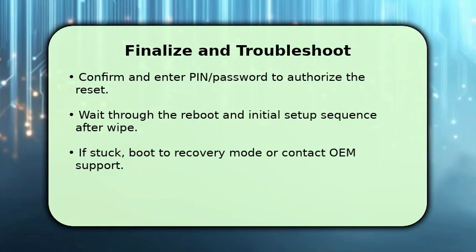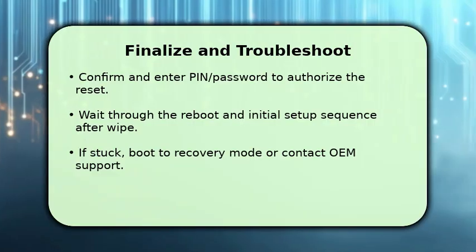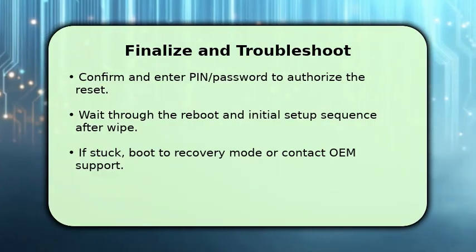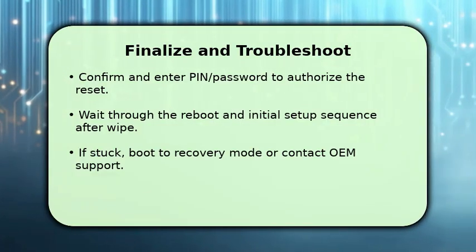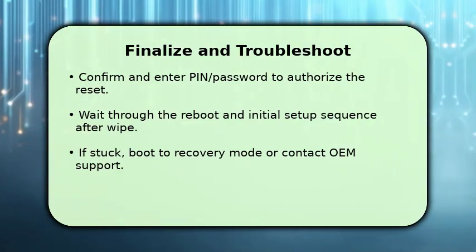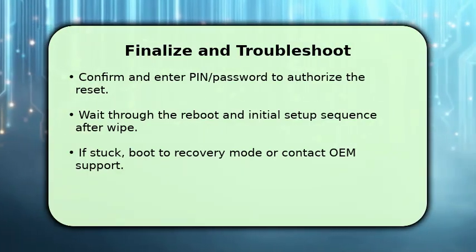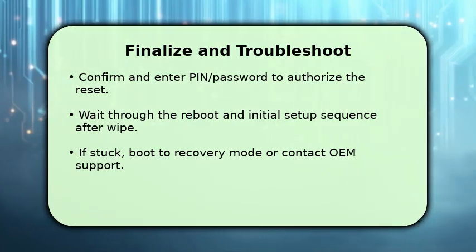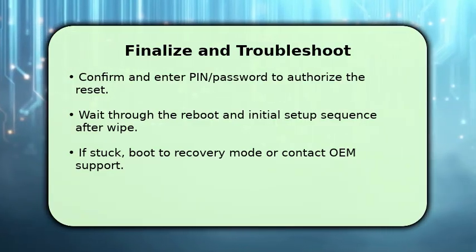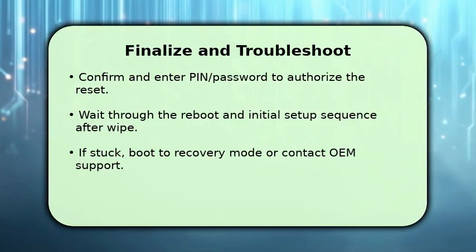Finish by confirming the factory reset. Tap Erase All or Reset Phone and enter your PIN or password when prompted to authorize the action. The device will reboot, display a progress screen while it erases internal storage, then restart into the initial setup assistant. Follow on-screen prompts to restore backups.